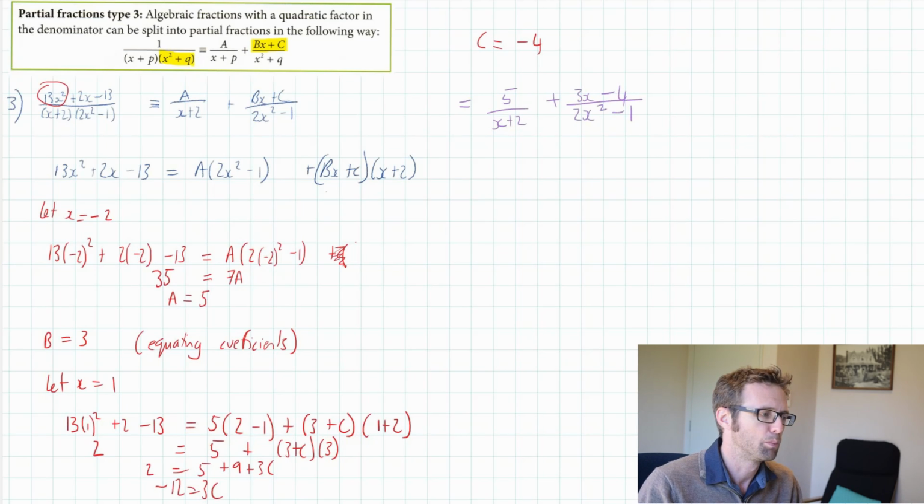And that's a little brief introduction to partial fractions type 3, where we have a quadratic factor in the denominator.